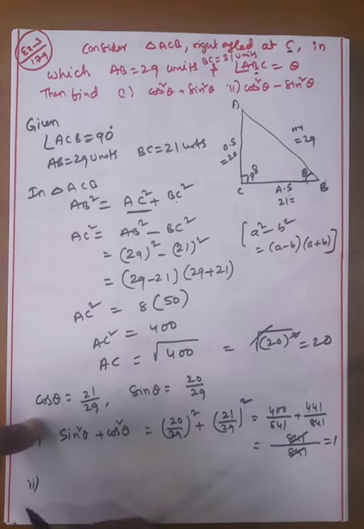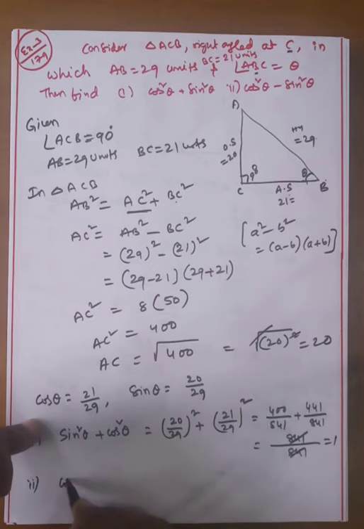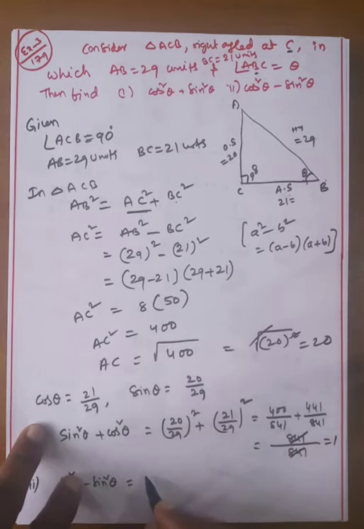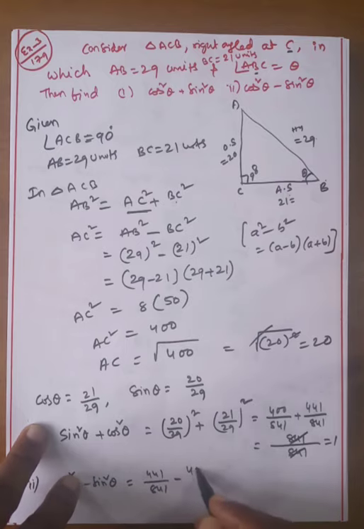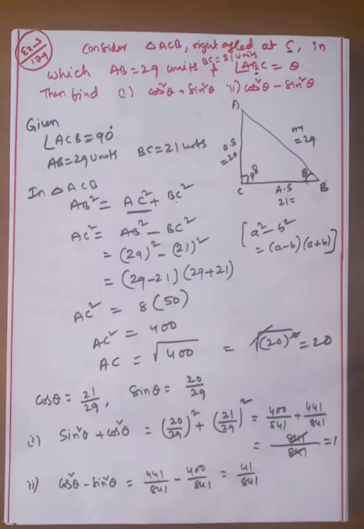Number 2, here minus is there. Okay, compulsorily in this way you will take cos square theta minus sin square theta, my dear students. Cos square theta value already you know, cos square theta 441 by 841 minus 400 by 841. What happened? 441 minus 400 means 41 by 841. In this way we will complete the problems.